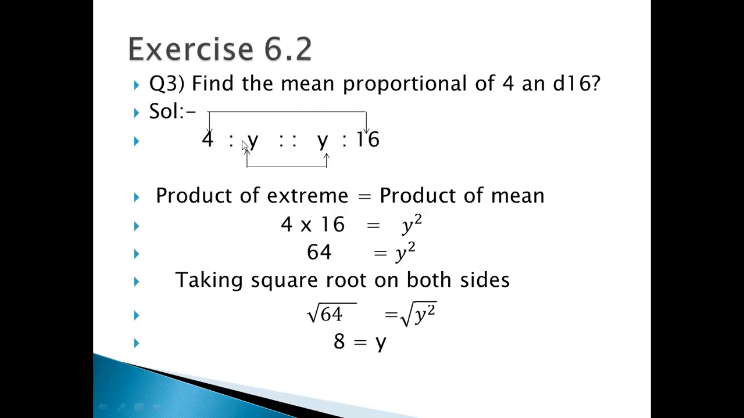So 4 ratio y, proportion y ratio 16. Again the same formula: product of means is equal to product of extremes, or you can say that product of extremes is equal to product of means. Extreme is 4 multiply 16 and mean is y multiply y. When y is multiplied 2 times, you get y square. 4 16s are 64 y square.